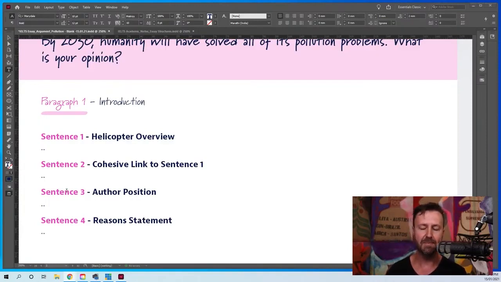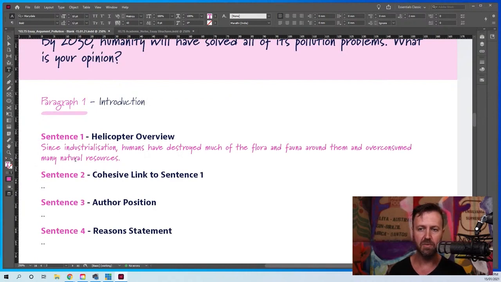So let's start. Sentence one is what's called a helicopter overview. Rather than going straight to anything in the matrix that we've mapped or any particular answer, we want to talk generally about humanity and how it has impacted the Earth over generations or over years. Because remember, the question is, humanity will have solved all of its pollution problems. So we want to give some sort of historical perspective here, something very, very broad. The sentence I've got here is this one.